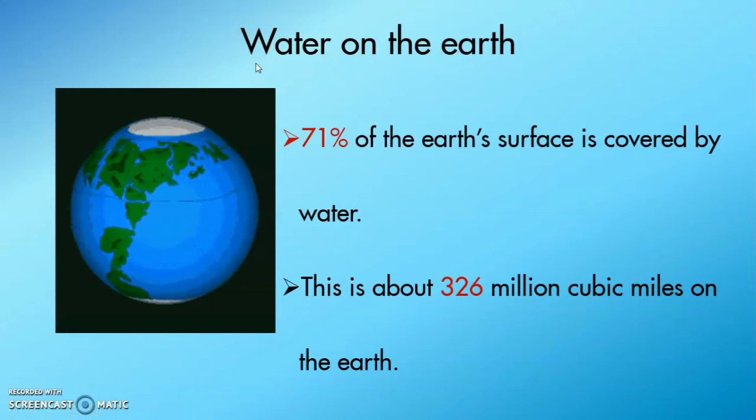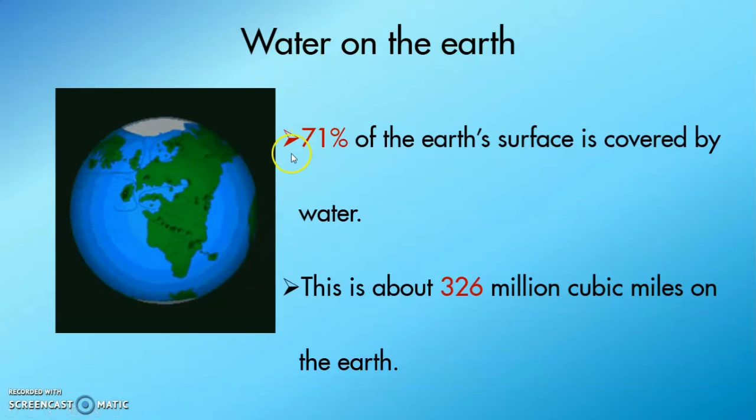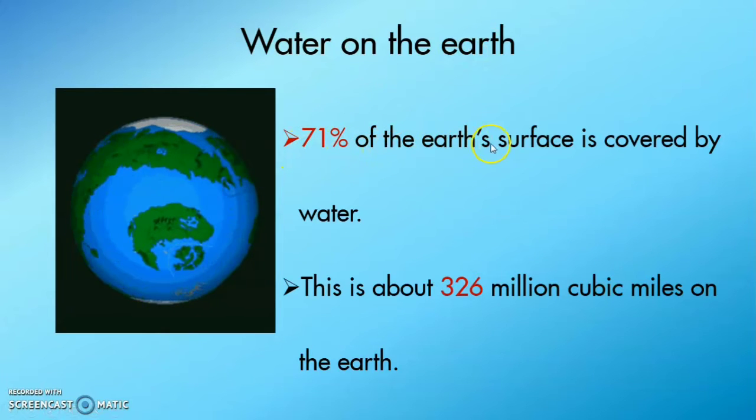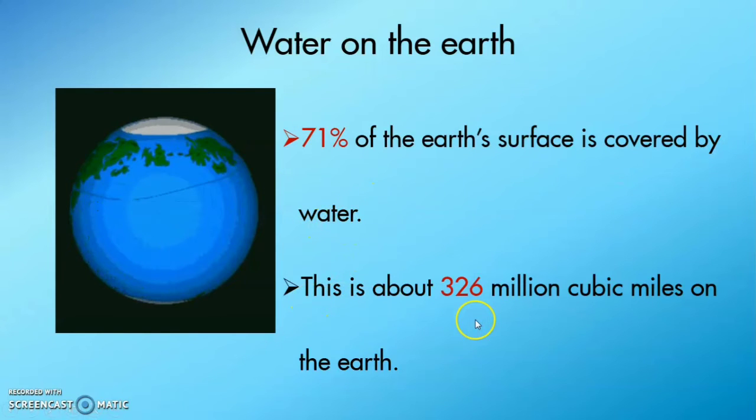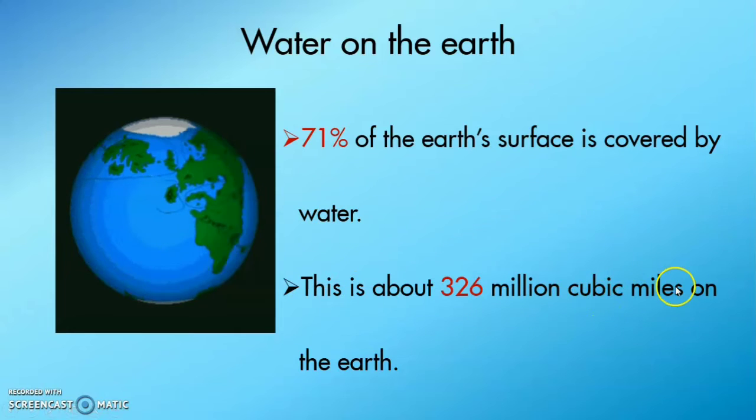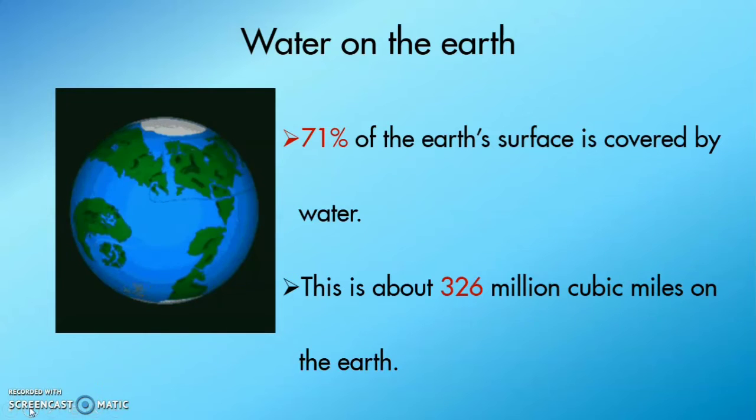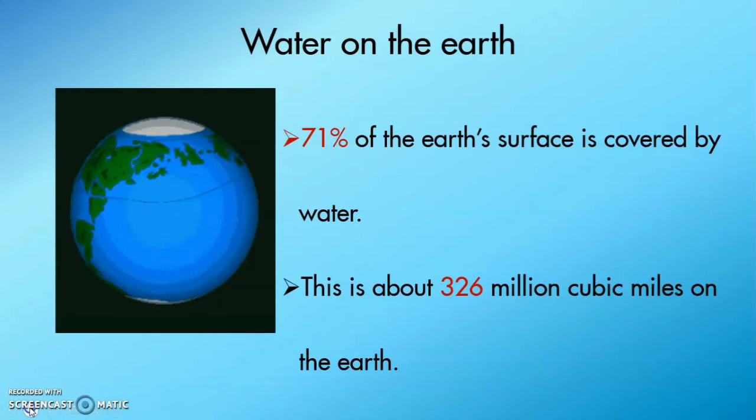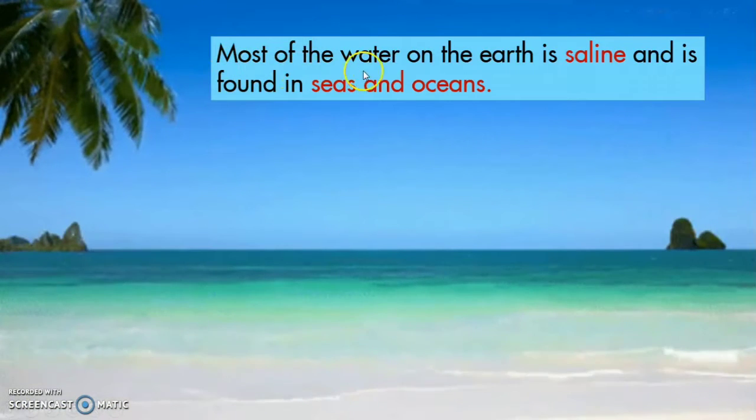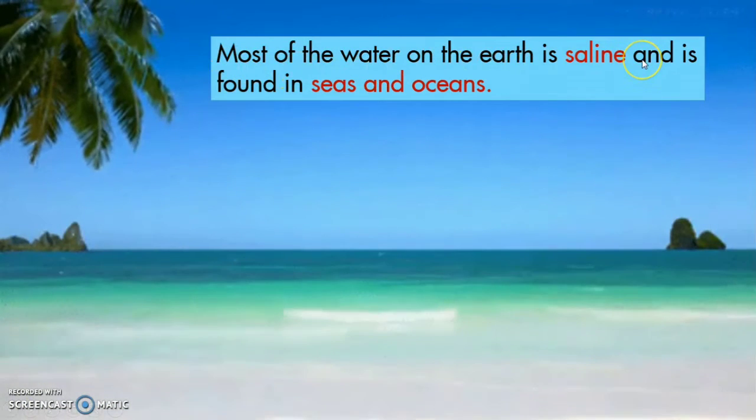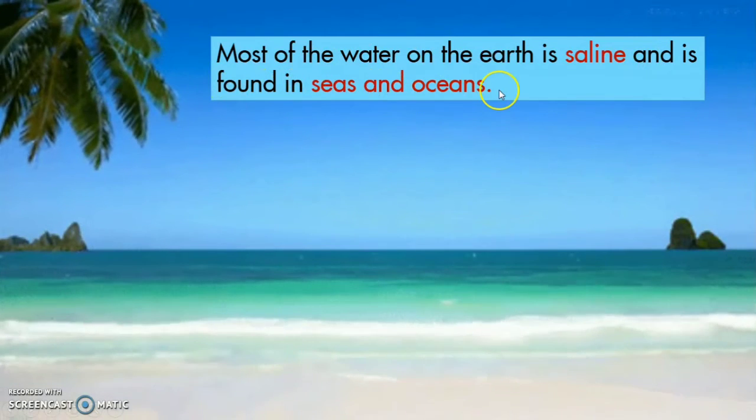Next, let's learn about the composition of water on the earth. Children, 71% of the earth's surface is covered by water. This is about 326 million cubic miles on the earth. So, almost 3/4 of the earth is covered with water. See children, most of the water on the earth is saline, that is, it is salty and is found in seas and oceans.